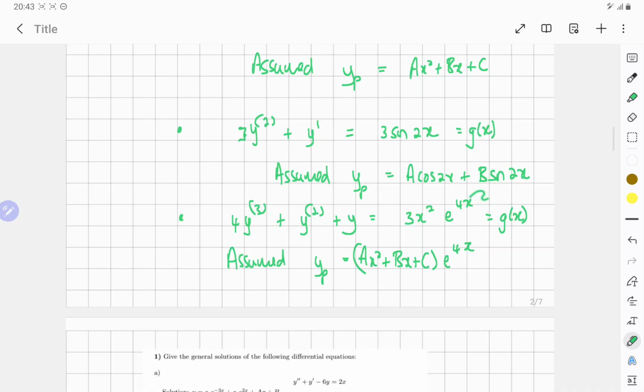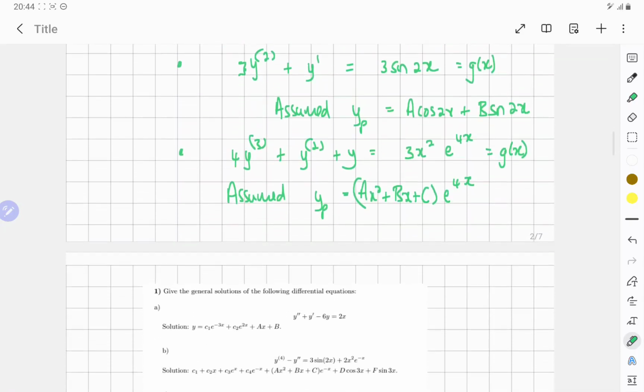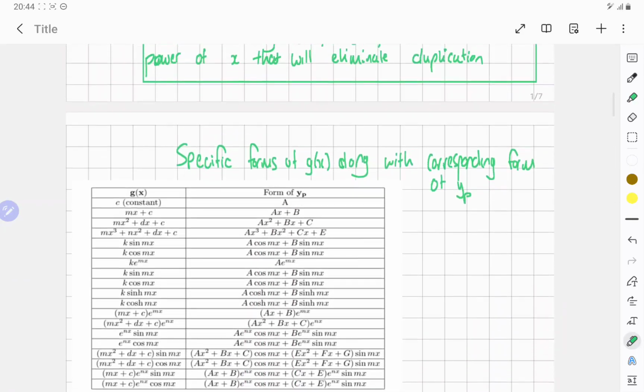So let's just look at this one. If the form of gx is 3x squared e to the 4x, so just note here we have a product. This 3x squared is a quadratic form. So what do you see? You will have the corresponding quadratic for y particular times the corresponding for e to the 4x, which is just e to the 4x. But that was just to explain that quickly.